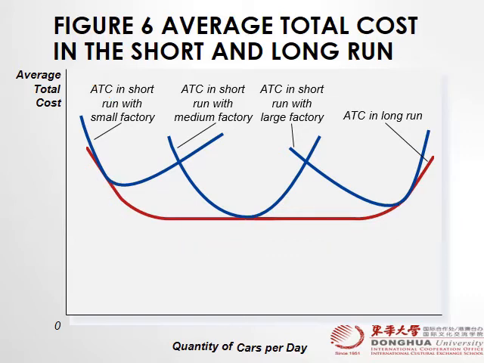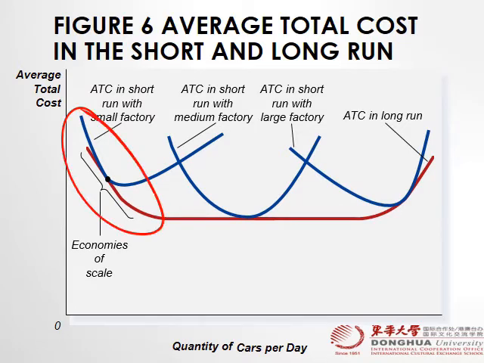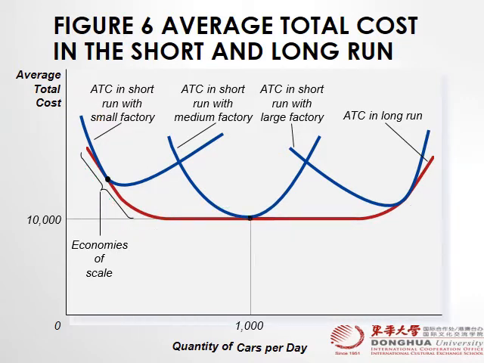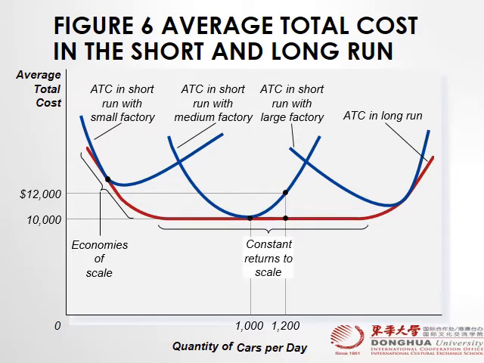Let me just remove it. So what are the economies and diseconomies of scale? That part of the long run average total cost curve in which you produce more and your average total cost is decreasing is called economies of scale. Constant returns to scale is when you increase output and your cost stays the same. While diseconomies of scale is when you produce more, your costs are rising. So here it is, that is the constant returns to scale, and that is diseconomies of scale. Okay.